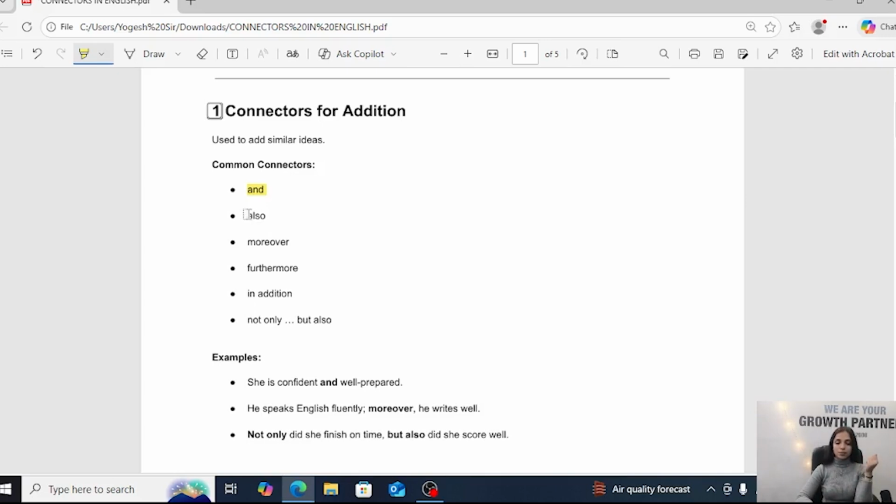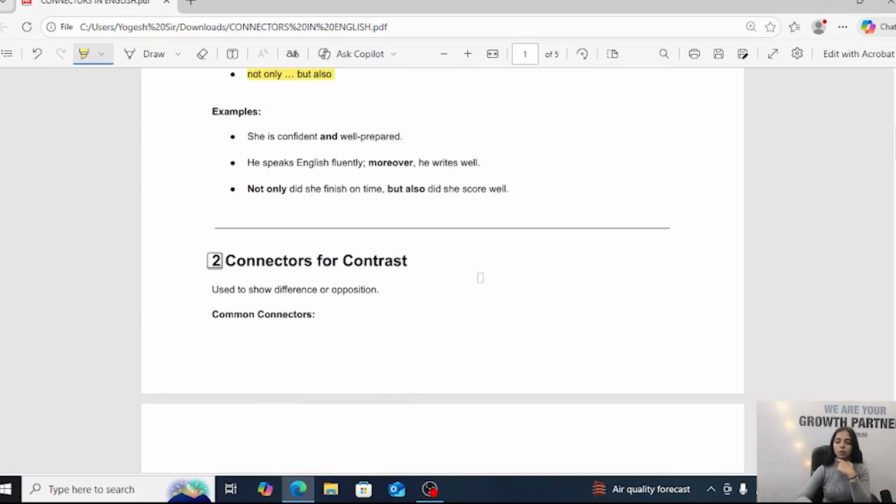So in place of and, we can use other words also, like moreover, furthermore, in addition, etc. Sometimes we also use the word also. And sometimes instead of using and, we also use the connector not only the first option but also the second thing which we are talking about. I will explain this using a few sentences.